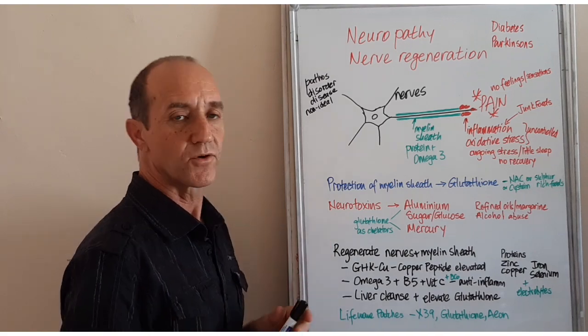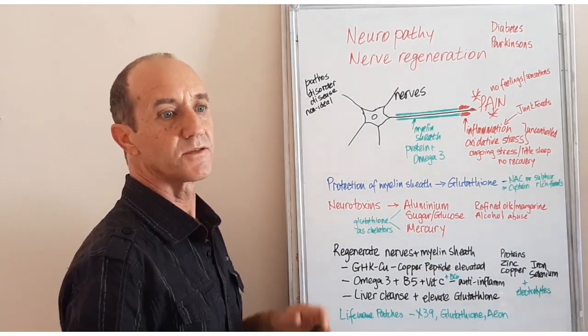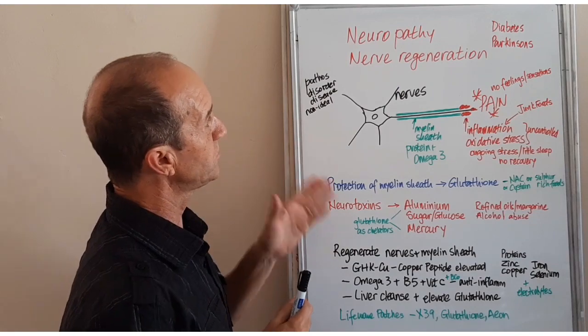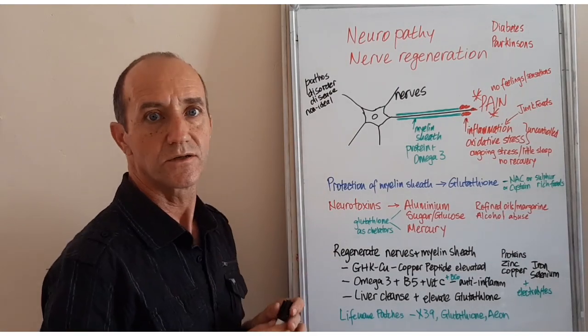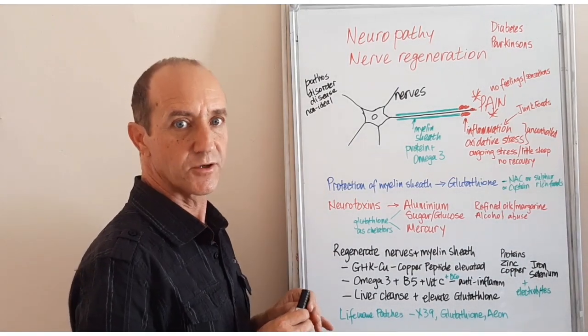So my name is Alan Wonitz. I'm a nutrition expert. Today I'm going to talk about how you regenerate your nerves using nutrition and phototherapy.